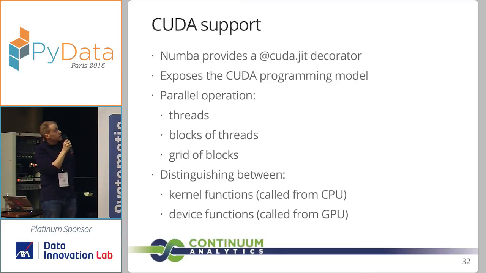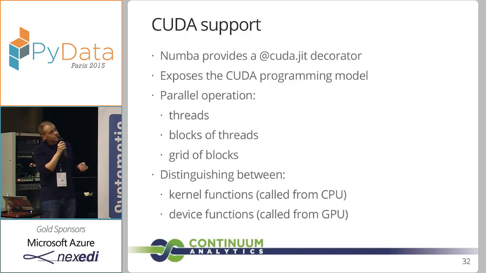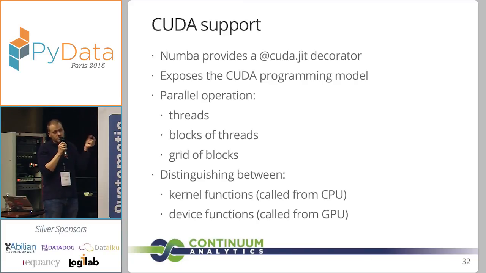CPU. So the CUDA programming model exposes a model where your function is actually executed on a large number of threads at once. And those threads are organized in a topology, a several-level topology. The first level is blocks of threads, and the second level is grids of blocks. And each of these levels can be either 1 dimension, 2 dimension, or 3 dimension.